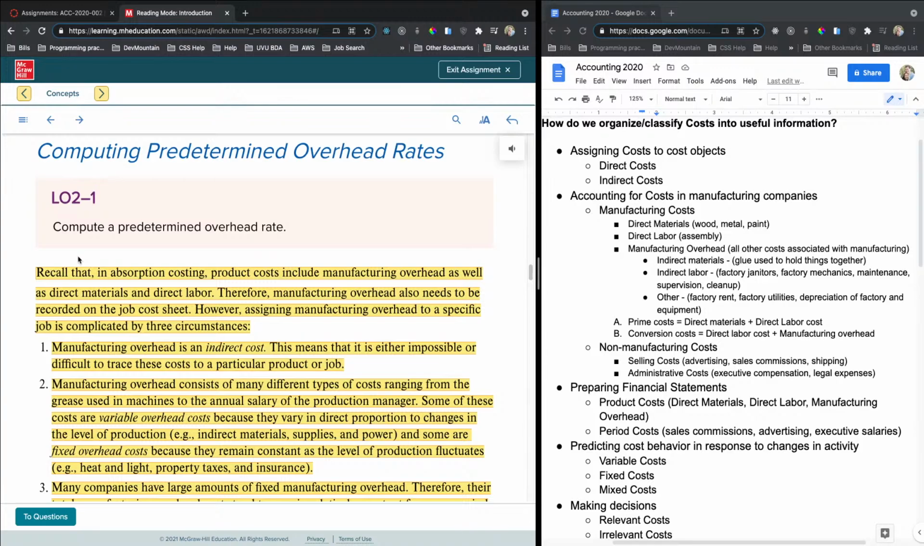Manufacturing overhead consists of many different types of costs, ranging from grease used in machines to the annual salary of the production manager. Some of these costs are variable overhead costs because they vary in direct proportion to changes in the level of production: indirect materials, supplies, and power. And some are fixed overhead costs because they remain constant as the level of production fluctuates, like heat and light, property taxes, and insurance.